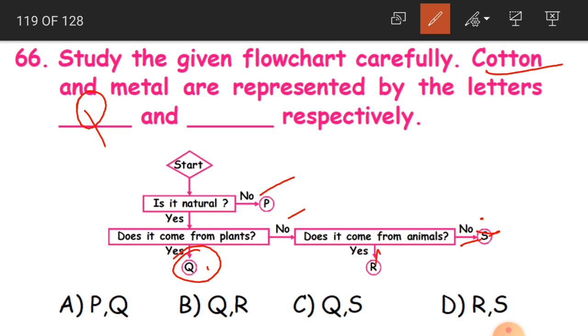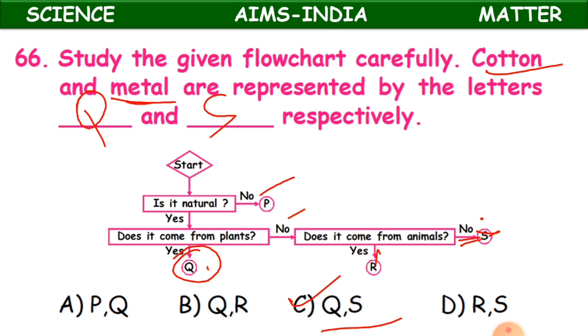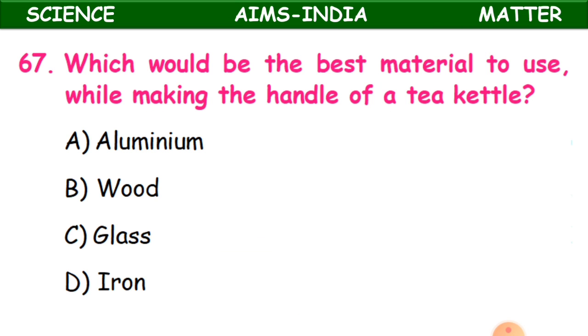So what is that? Q is what? Is it natural? No. Does it come from plants? No. Does it come from animals? No. So we are talking about metal here. So what will be the answer? Q and S. Because metal is not natural, it does not come from plants, and also it does not come from animals. The answer is Q and S. Clear, children? Now 67th question.